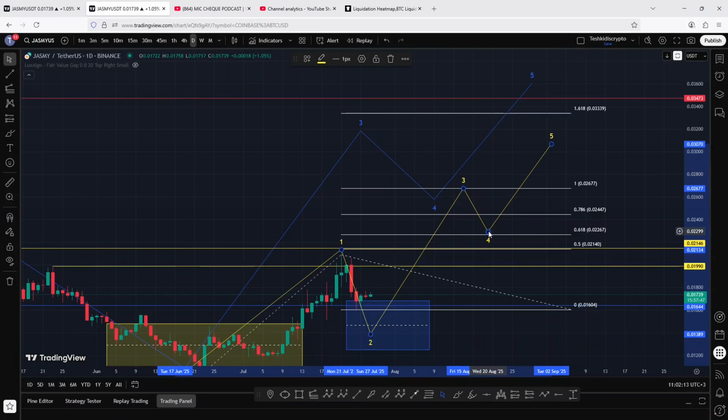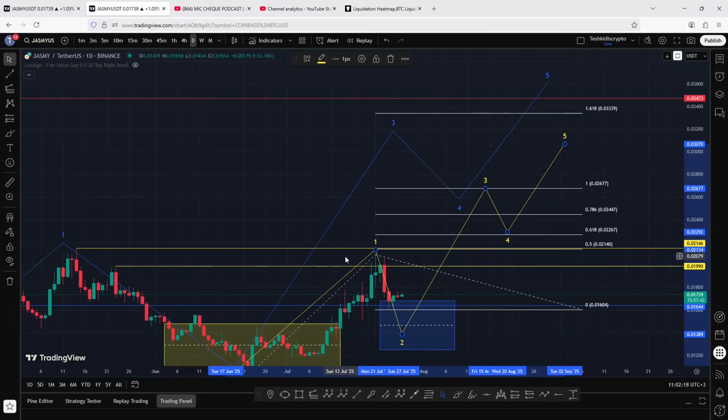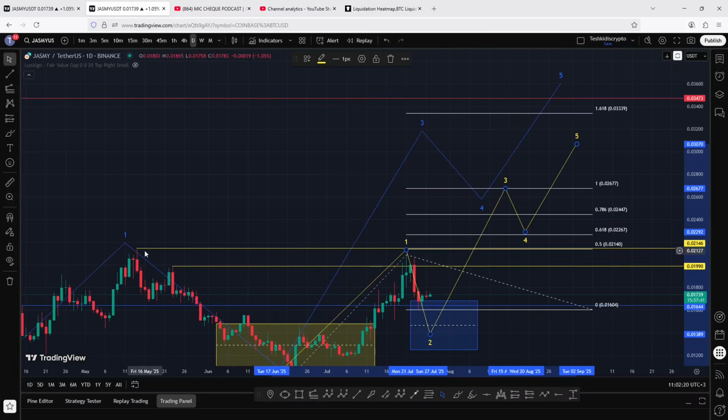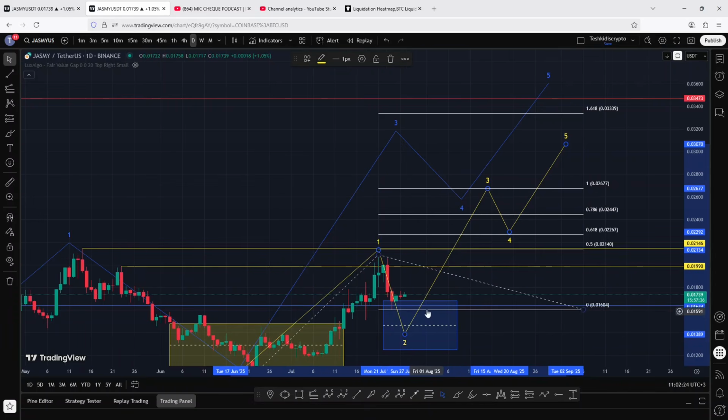But that can only play out if we get a break above the high we made in the formation of that first wave, and also the high we made above the 0.02146 in the next coming hours.